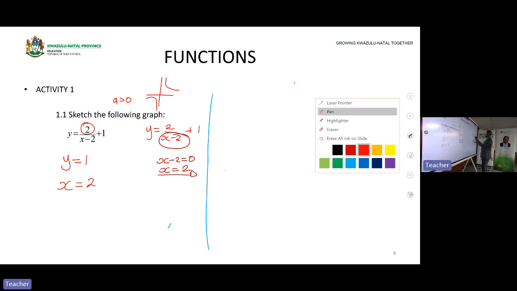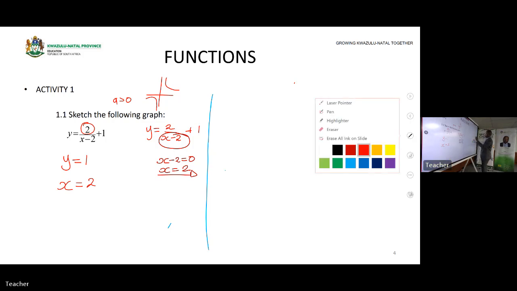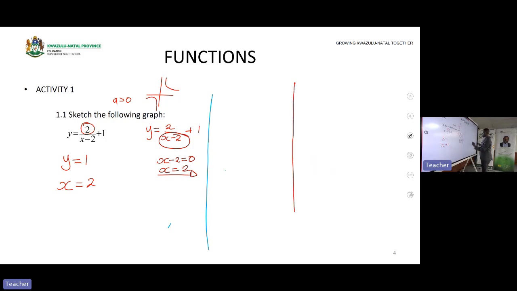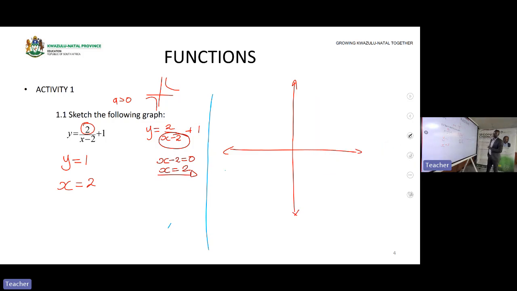So now we are sketching our graph because we have everything that we needed. We'll start by indicating the equations of asymptote. We are going to look at our equations, then draw the asymptote here. Our first equation, the horizontal asymptote, is y equals 1.